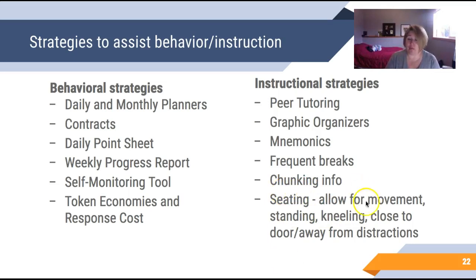And then just that flexible seating, and that's something we talked about yesterday as well. Allowing kids to move, to stand, to kneel, place them in the room that works best for them. Maybe they need to be away from the door because every time somebody walks by, they're looking. Maybe they need to be away from the window because they spend all their time looking outside when birds flutter by. What can we do to make the room work for them?